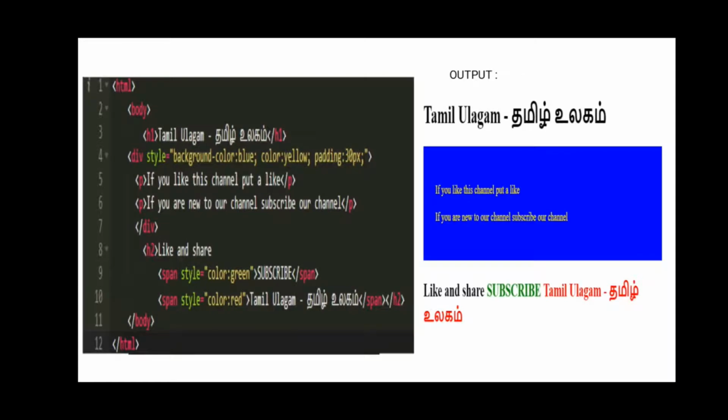Let's see this program. In this program, as usual, the HTML program starts and ends with the HTML tag. Inside that, there's a body tag, which holds the visual elements. Inside the body tag, there is an H1 tag. The H1 tag is to print the text in bold, and there is a div tag.